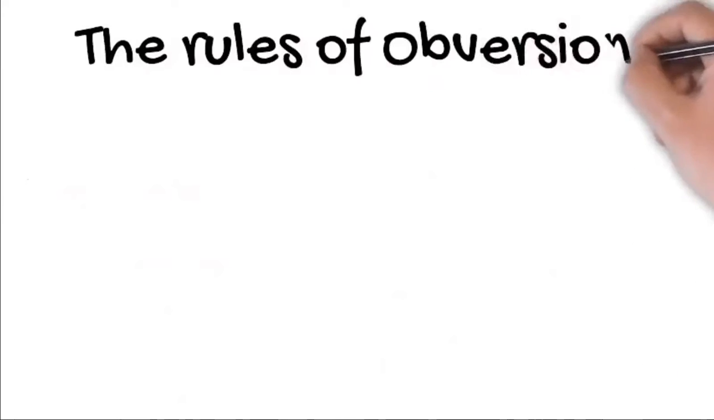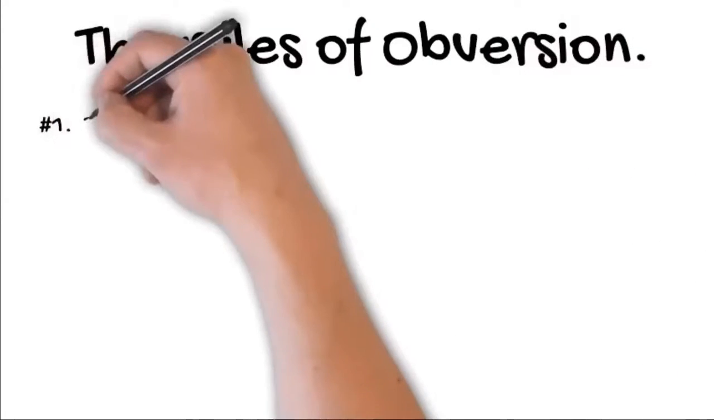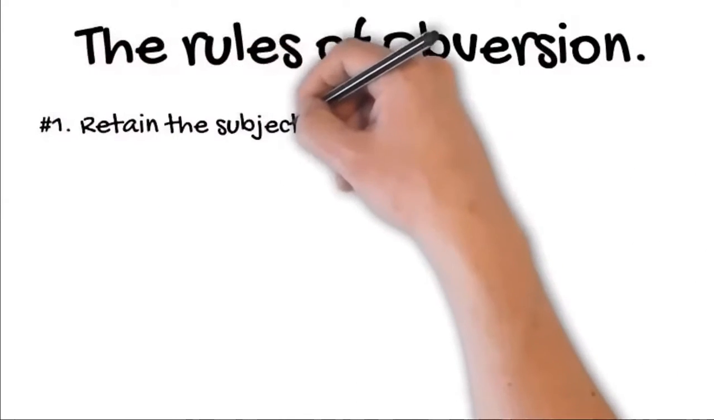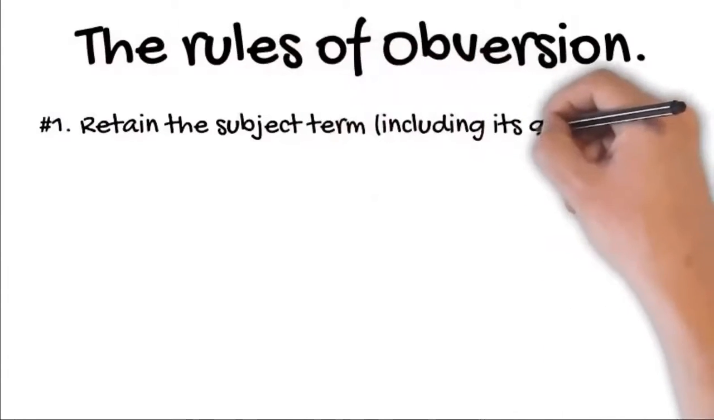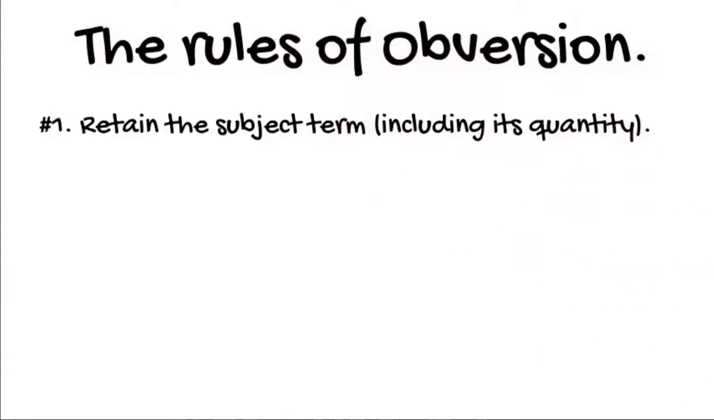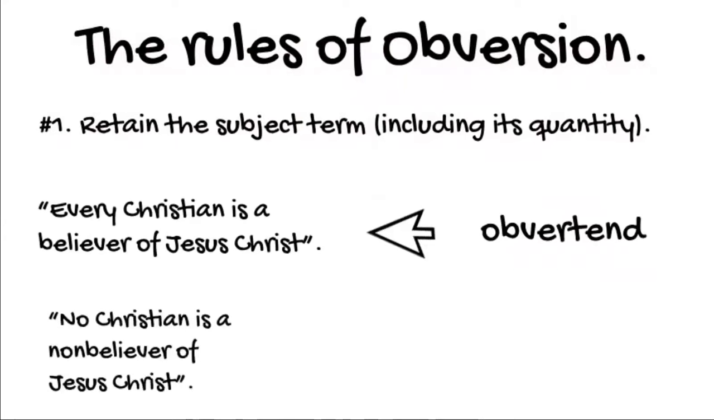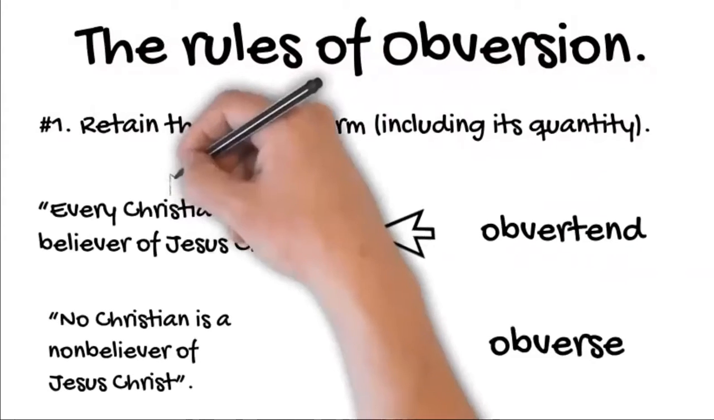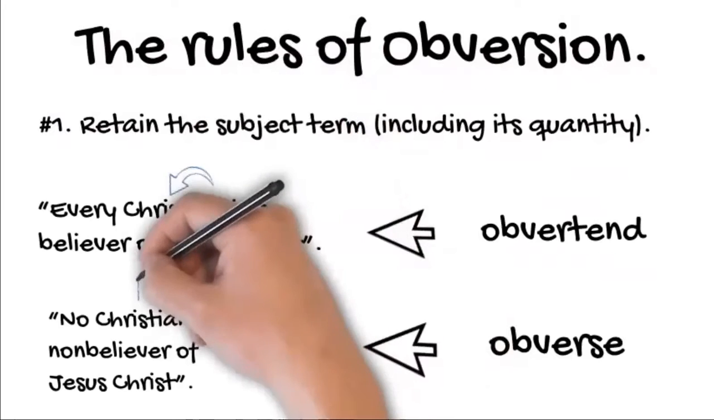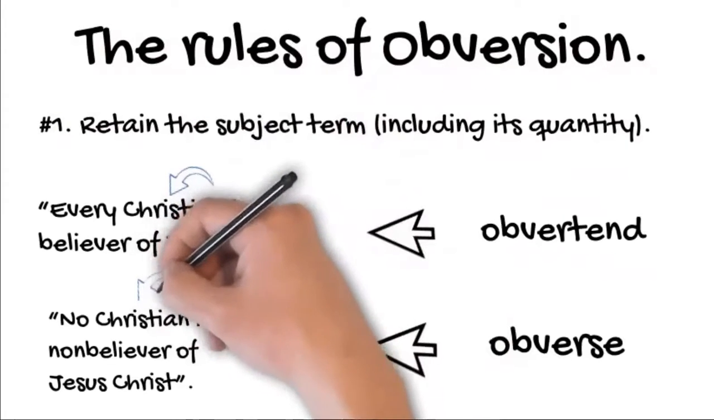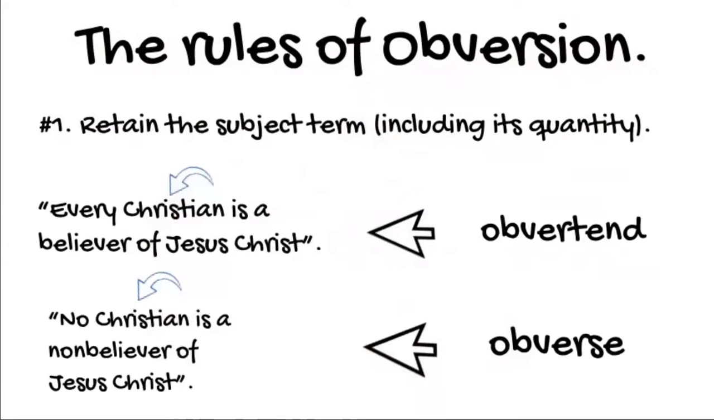There are three rules of obversion. Rule number 1, retain the subject term, including its quantity. In the given proposition, the subject term is Christian and the quantity of the term is universal. That's why, to follow rule number 1, we retain the quantity of the subject term.